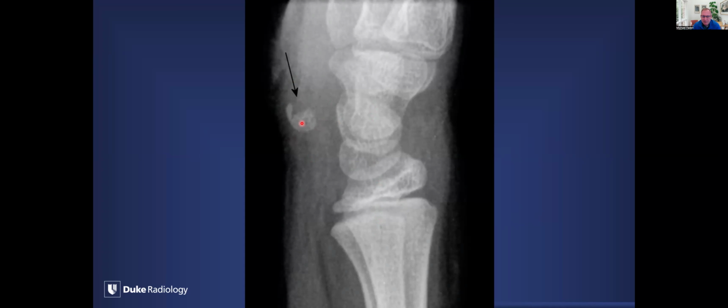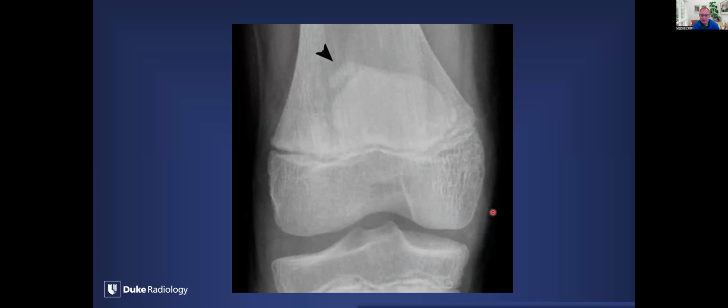This happens to be the pisiform on the lateral view. It looks like it's really distant from the other carpal bones. But we have to keep in mind that there's a lot of cartilage around here, and it starts to mineralize along with a lot of other secondary ossification centers in an irregular fashion. So this is just a normal pisiform on a lateral wrist radiograph.